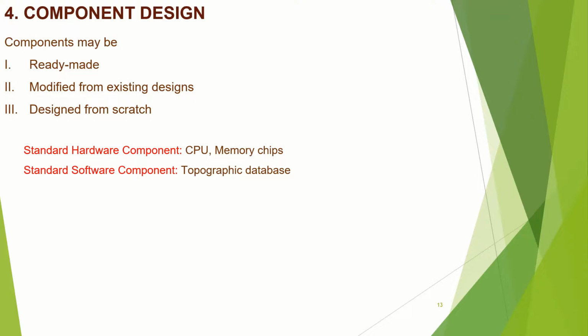The next step in the design process is component design. The designer may use ready-made components, or the components may be modified from existing designs, or the designer may start the design from scratch. Coming to the GPS example, the standard hardware components include CPU and memory chips, and the standard software component is the topographic database.